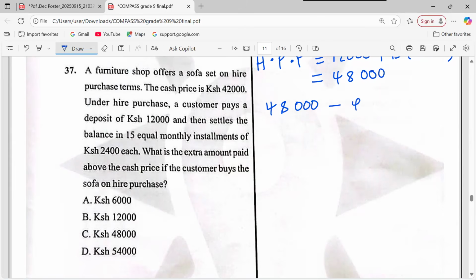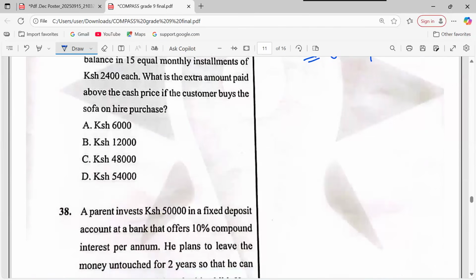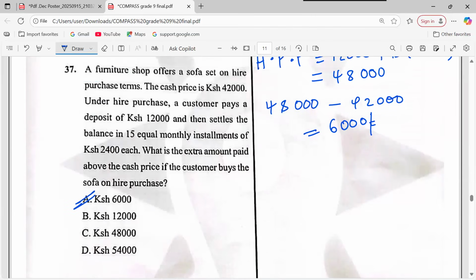So now the difference, the extra amount paid, 48 minus 42. This is going to be 6,000. Exactly 6,000. Yeah, 6,000. Do we have 6,000 here? Yes. 6,000 is the answer in that particular case.